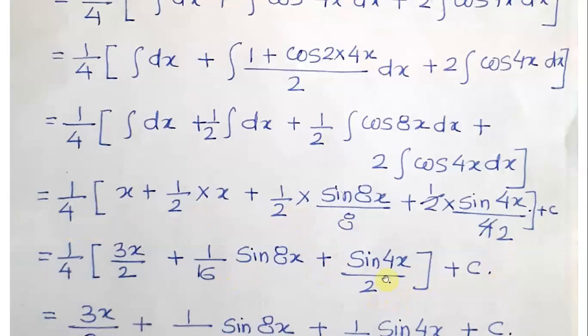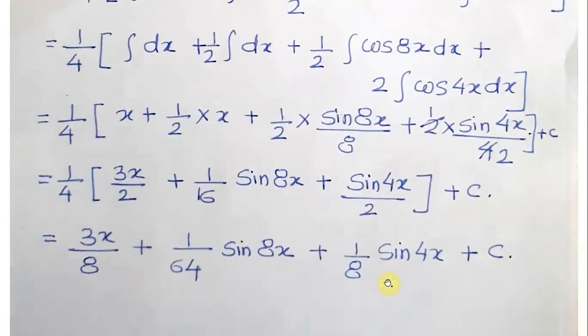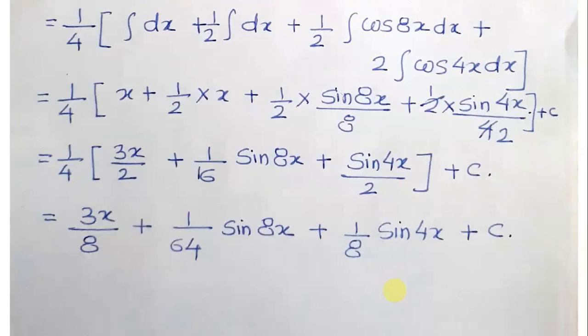Remember, this 2 and 4 could not be cancelled because this 2 is the upon of whole sine 4x and this 4 is a part of the angle. So this 2 could not be cancelled. Now 1 upon 4 I have multiplied inside and I got the final answer. So this is the answer of the question given to us.